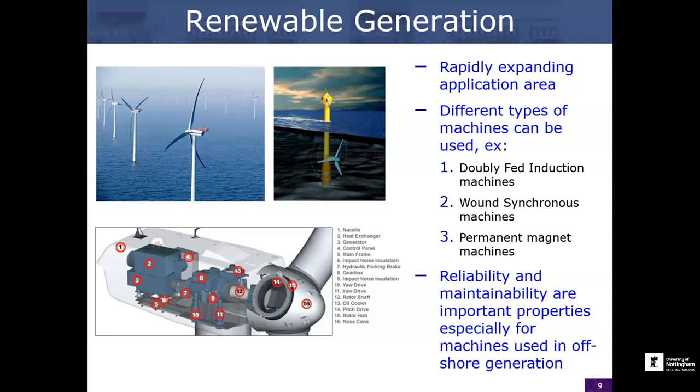If you have a generation plant that's just sitting in the middle of Nottingham, like the one 10 miles down the road, it's easy to maintain and repair and fix things, to put in new parts, to do whatever you need. If you have a wind turbine that's in the middle of the North Sea, repairing, maintaining, fixing that is a huge problem. It's a huge logistical challenge. So reliability and maintainability are massively important for offshore generation.